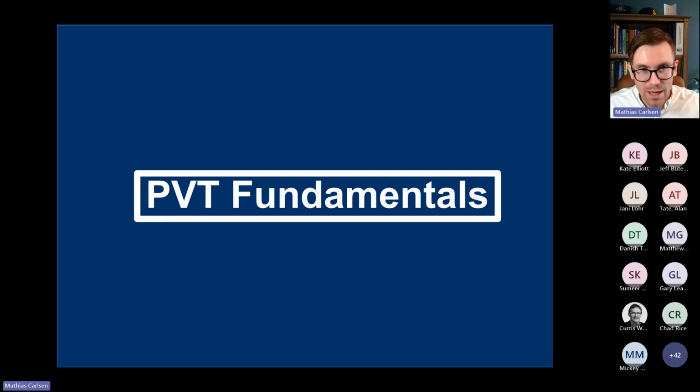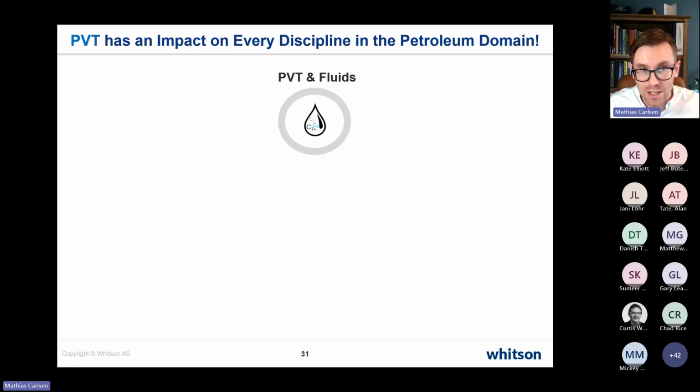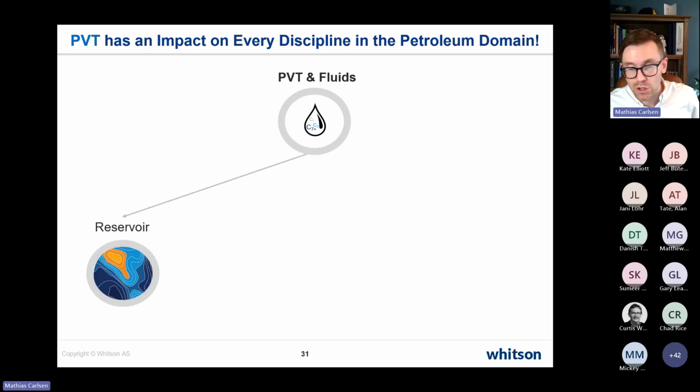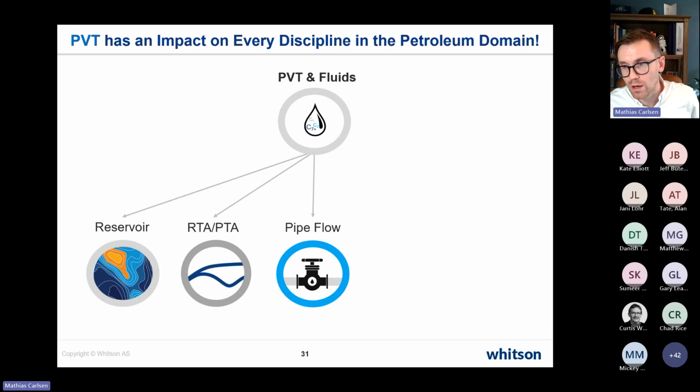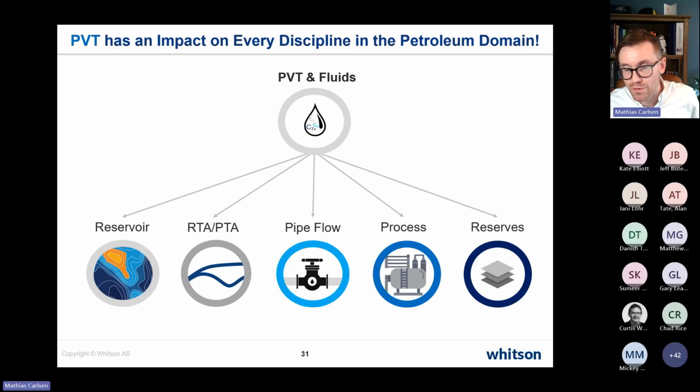The PVT, as was mentioned, has an impact on essentially every single discipline in the petroleum domain. Reservoir simulation, RTA, PTA, pipe flow calculations, process, reserves, facility design, even drilling operations, etc. And it makes sense, because the fluids, oil, gas, and water, and their properties matter, because we're essentially exposing them to a wide range of different temperatures and pressures when they go from the reservoir to the sales point.